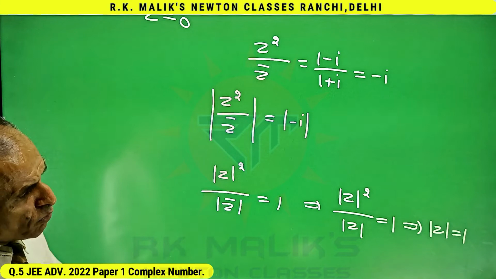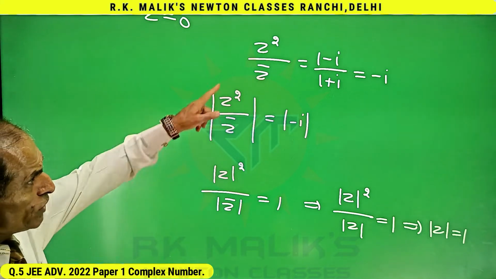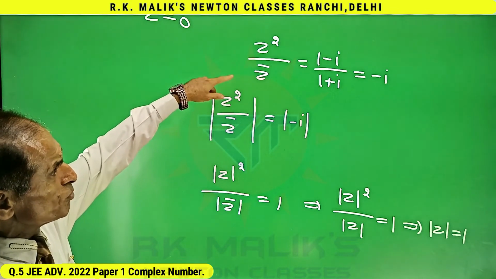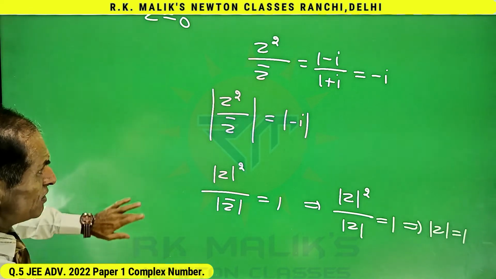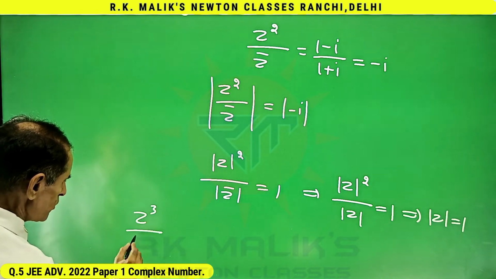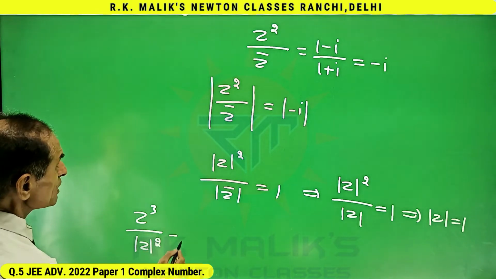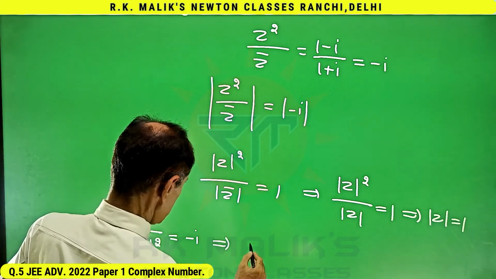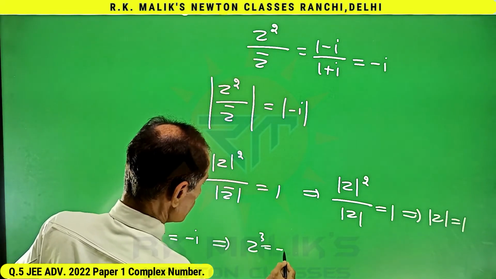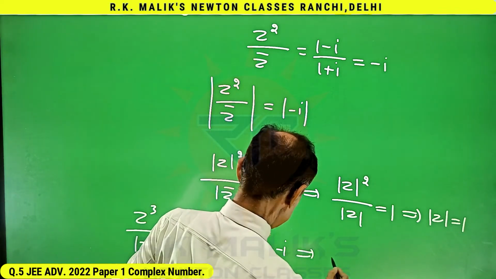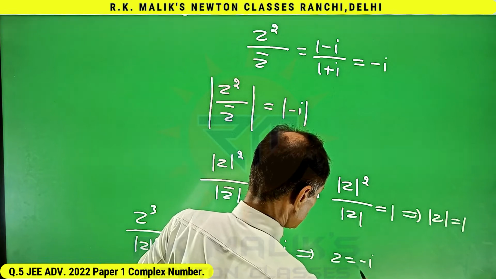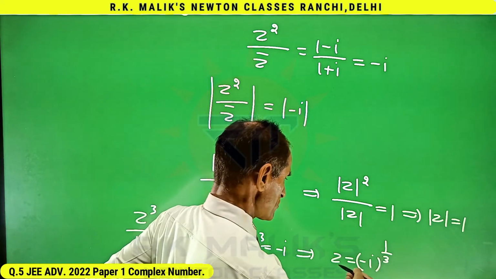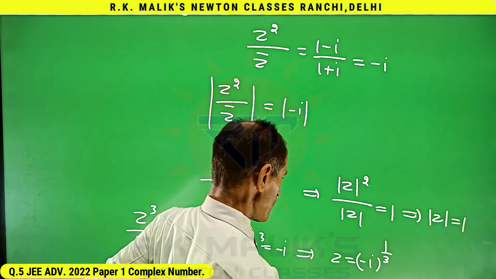And once mod z is known to us, we can proceed further by multiplying and dividing the numerator and denominator by z. We will be getting z cube on mod z square equal to minus i. That is z cube equal to minus i. That is z equal to minus i to the power 1 by 3. Clearly we will be getting three different values of z from here.